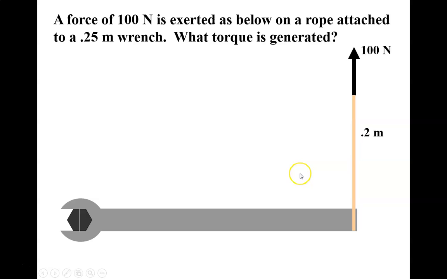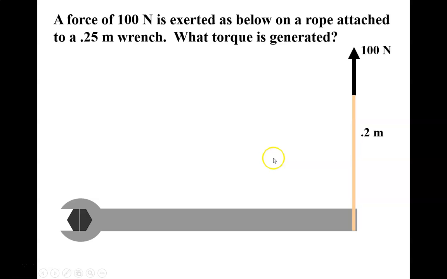What about this problem here? Let's say I've got a force of 100 newtons, and again, I'm trying to get some extra torque out of this. So what I'm going to do is apply a rope that's 0.2 meters long to my wrench, which is 0.25 meters long. And I'm thinking this 0.2 meters of rope is going to give me some extra torque because it's getting me further away from the axis of rotation. So I'm thinking that that's going to help.